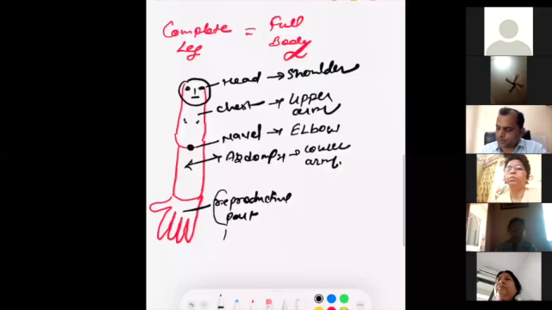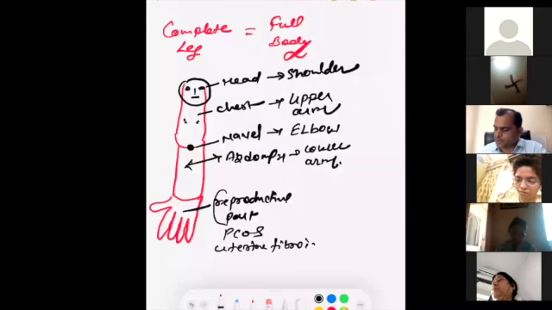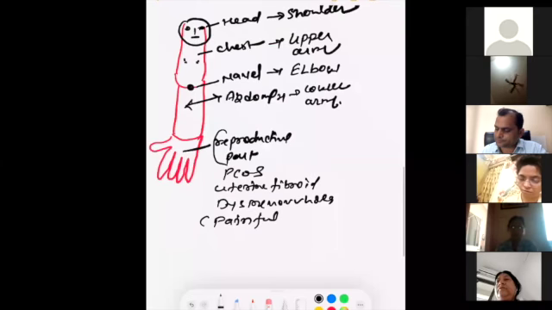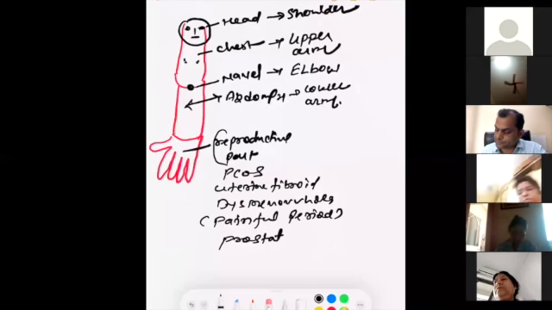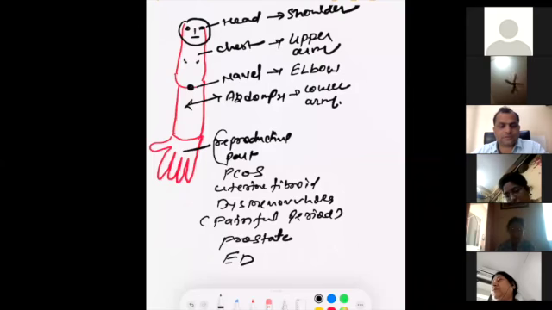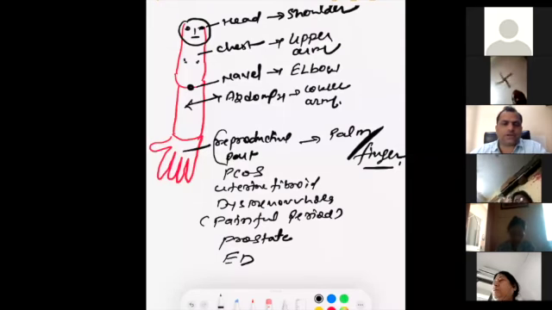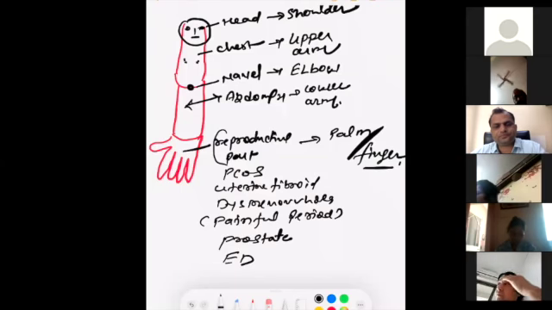and the reproductive problem like polycystic ovary, like uterine fibroid, like painful menses, or we tell it dysmenorrhea. The meaning of dysmenorrhea is painful period, or the problem of prostate enlargement, or erectile dysfunction, any reproductive problems. We can treat by the palm and fingers. So in this way, we can do the imagination of whole body in the arm.